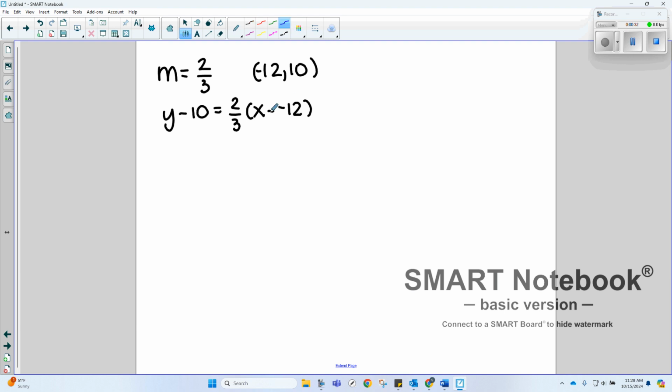Okay, we would distribute the 2/3 on the right. 2/3 x plus 8, and then add 10 to both sides.